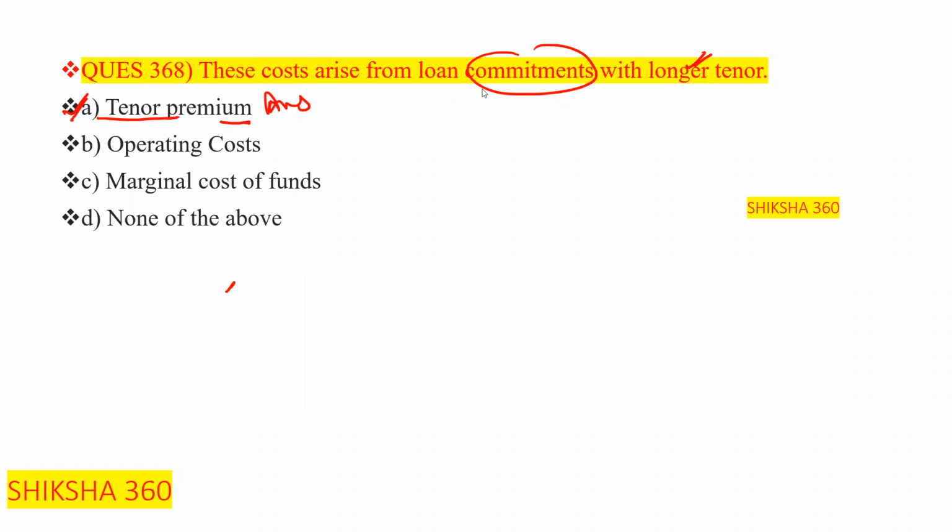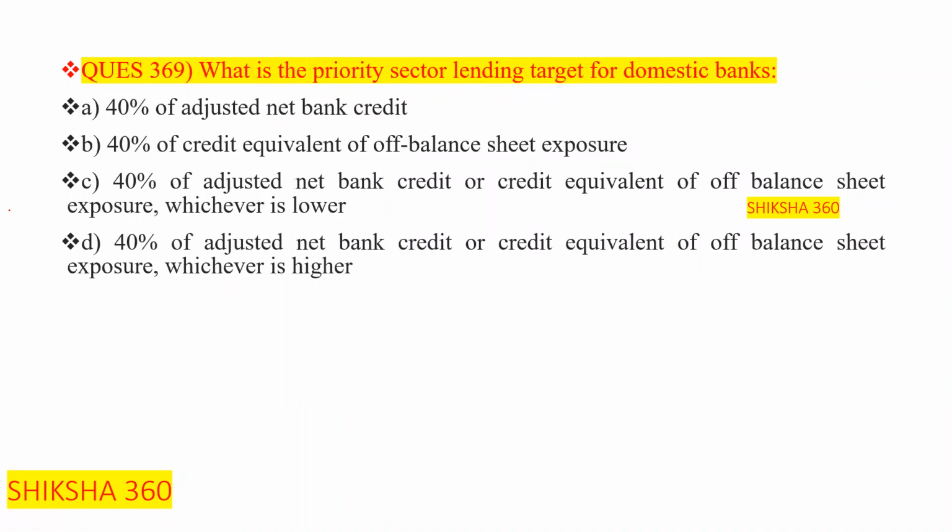Now move to the next question, question number 369. Very, very important. Every year they will ask this type of question in the examination. Please respond. What is the priority sector lending target for the domestic banks? We know that it is 40%. 40% of what? Option A is 40% of adjusted net bank credit, that is ANBC.